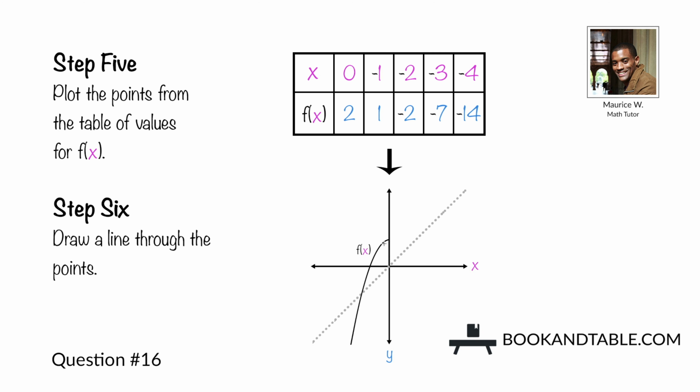And now that we have f of x, we can begin sketching the inverse function. So we'll plot the points from the table of values for the inverse, beginning with (2, 0). The next point would be (1, -1). The next point would be (-2, -2). The next point would be (-7, -3). We won't plot (-14, -4), but we can use those points to sketch the inverse function.